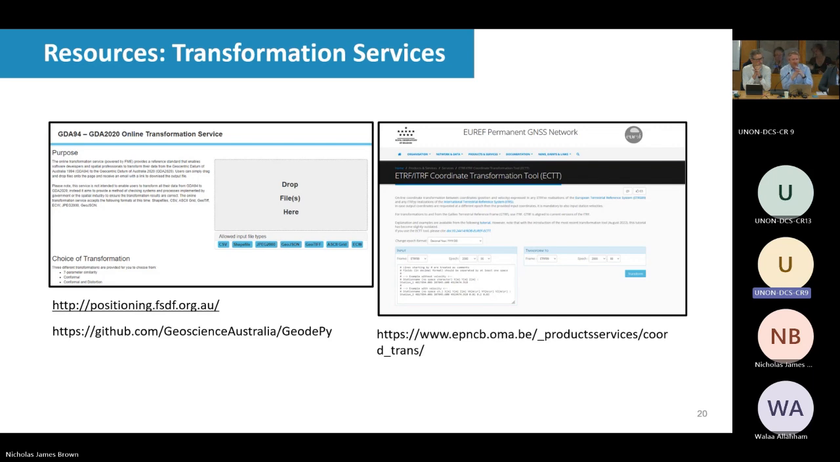They can just upload things like GIS files, and all the transformations will be applied using the information that you have fed into the system.